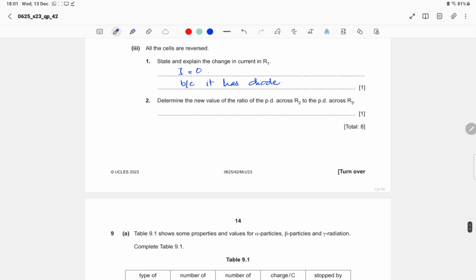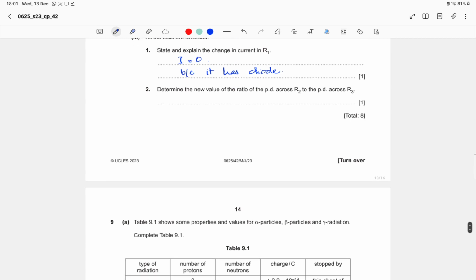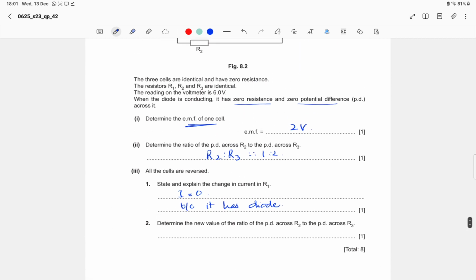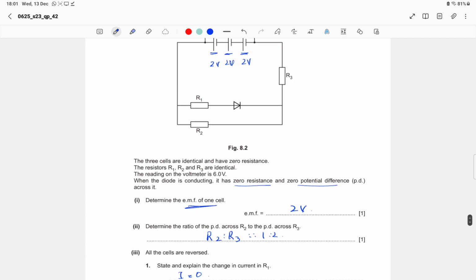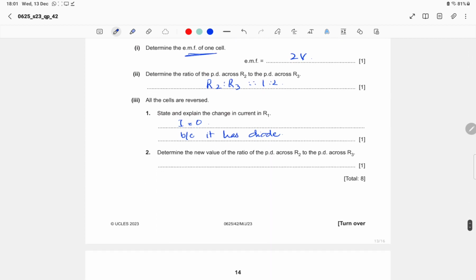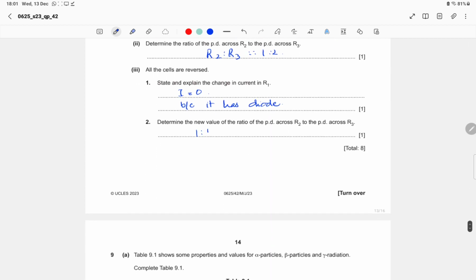Determine the new value of the ratio of the potential difference across R2 to the potential difference across R3. So now if the diode is working, then obviously this has full resistance and this also has full resistance, because now the circuit is a series circuit. So it's going to be 1:1. Both resistances are in series.